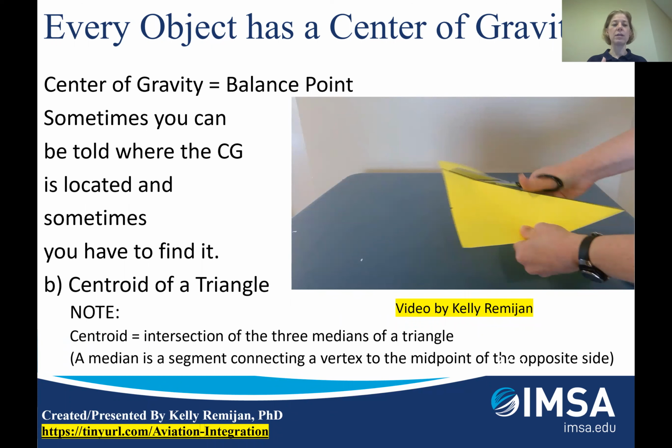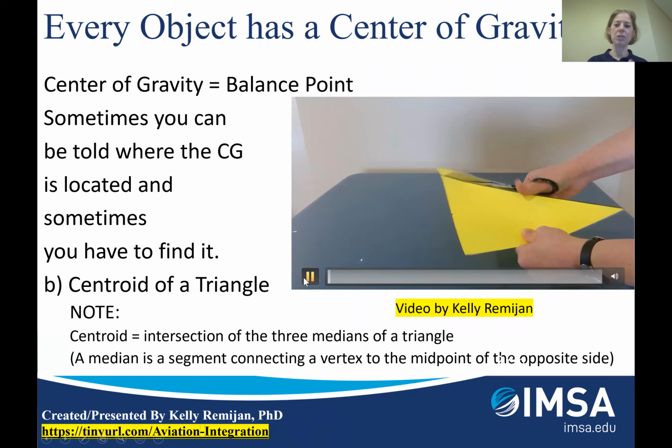Again, the center of gravity is going to be a balance point that is the location within this triangle. And what I have here, I worked with a scalene right triangle. It could be any type of triangle, and you can find what's called the centroid of that triangle. And that's where the three medians of the triangle intersect. And a median is a segment connecting a vertex to the midpoint of the opposite side.